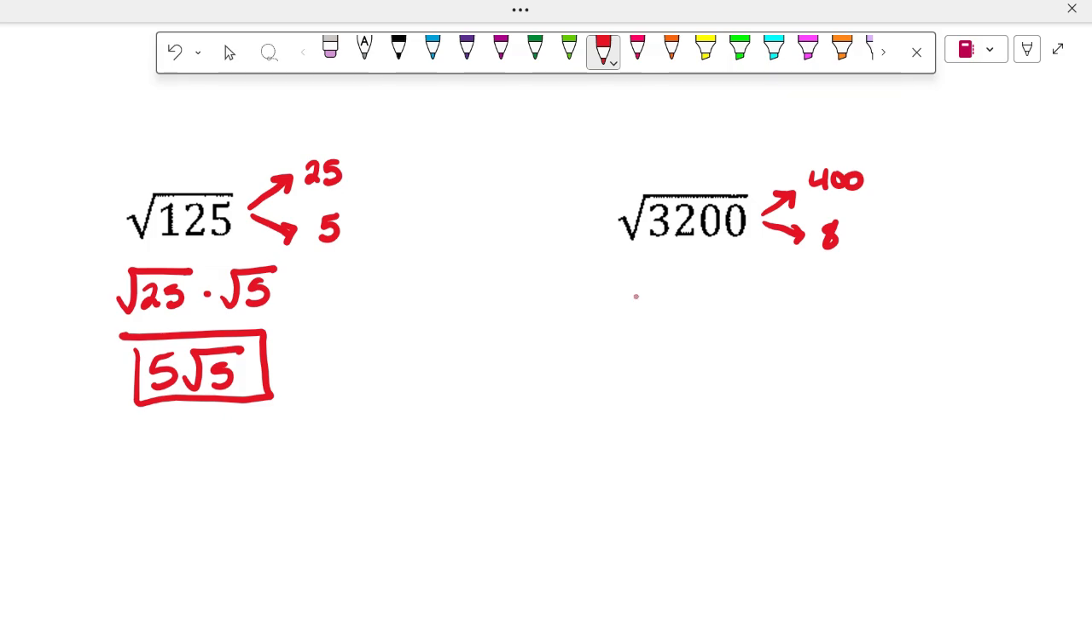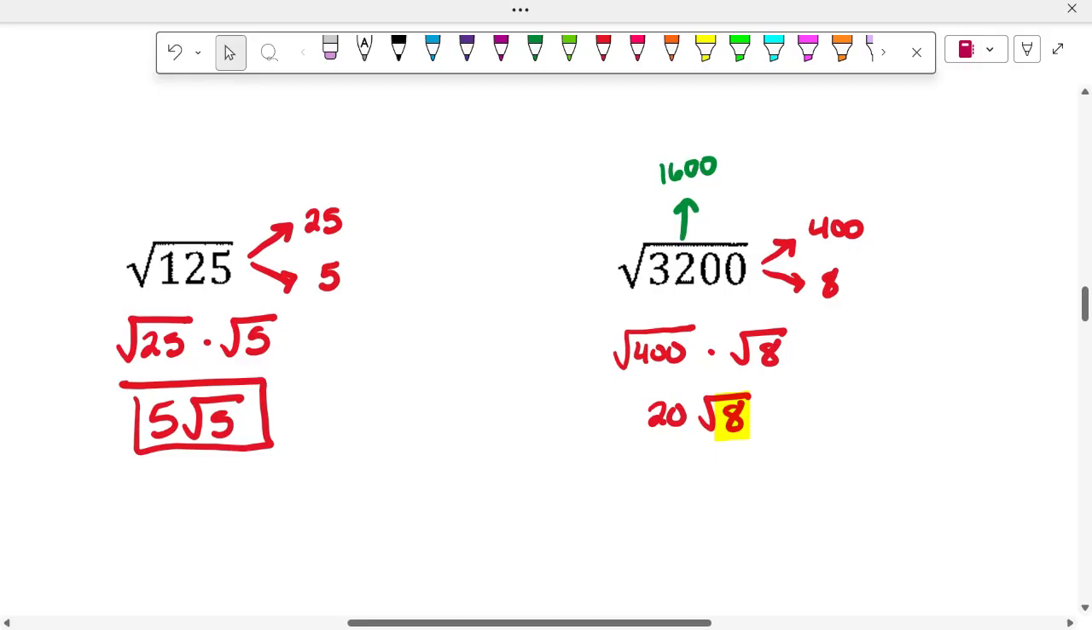So if I break this down, I have the square root of 400 times the square root of 8. What's the square root of 400? 20 times the square root of 8. Now, what's the issue here? You can still take stuff out of 8. So, guys, the actual largest perfect square factor was 1600. The only reason I know that is because that's what 40 squared is. But that wasn't on the list, and that's okay.